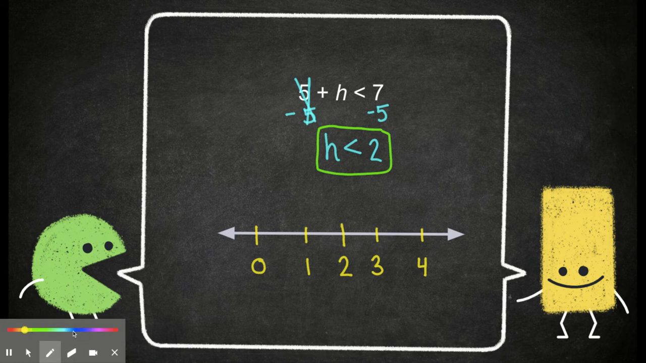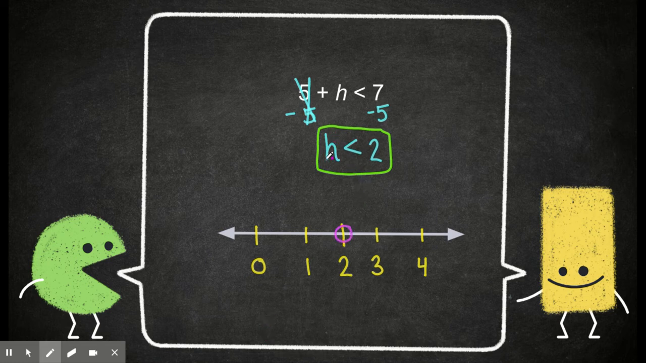Next question is, am I going to have a filled in dot at the 2, or am I going to have an open dot or circle at the 2? And this time it's going to be open because I don't have a line under here saying that it's equal to 2. So I don't want to include it in my solution set. So it's going to be open.